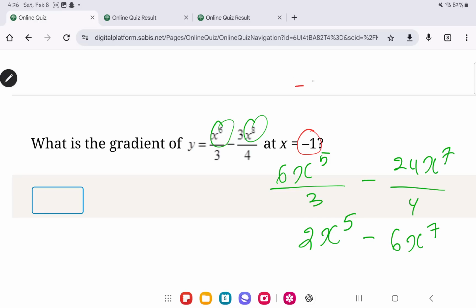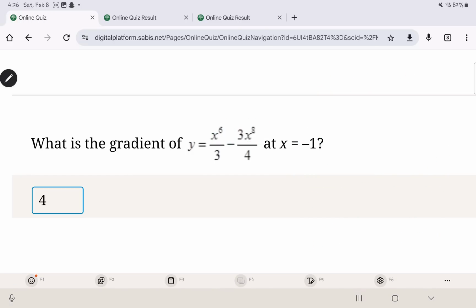When you substitute minus 1, you get minus 2 plus 6, so you will get a gradient or a slope of 4. So this is an exceptional case, because it's already in simplest form. You directly find the derivatives, then you divide, or you can make them a common denominator. You can do whatever you want as long as you get, first it was 2x to the power of 5 minus 6x to the power of 7. And then you have to substitute minus 1 and you should get an answer of 4.